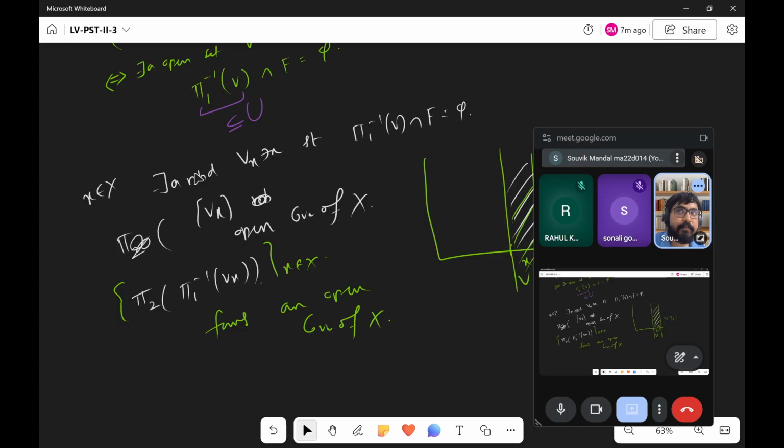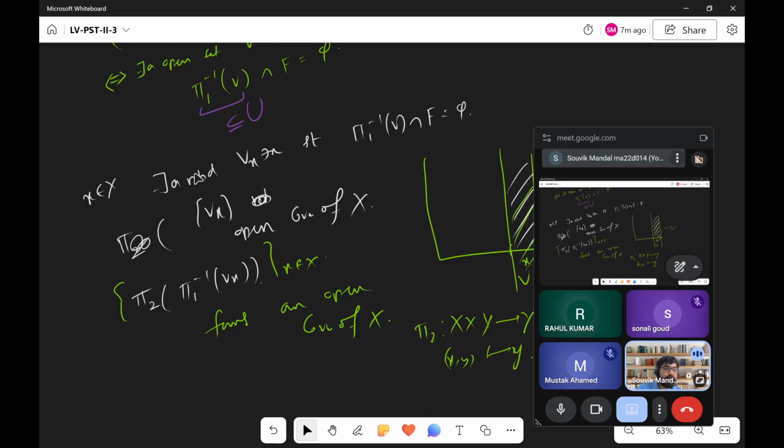Please let me know. Sir, we are taking pi 2 as the horizontal way. The map pi 2 is the second coordinate projection. That means pi 2 from X cross Y to Y, and the map is (x, y) goes to y. So this is the second coordinate projection pi 2. So the inverse image will be the horizontal strip intersection. So till now we have pi 2 of pi 1 inverse Vx as the open cover of Y. So please tell me whether up to these things are clear or not.